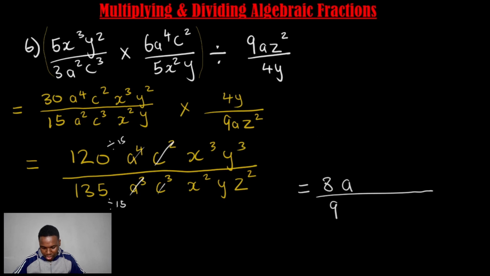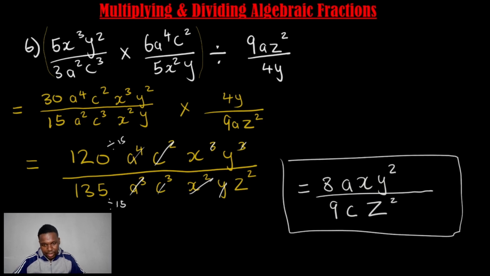We're going to cancel our c squared and our c cubed. So when we cancel those, we're left with a c in the denominator. We're going to cancel our x cubed and our x squared. When we cancel those, we're left with an x in the numerator. We're going to cancel our y cubed and our y. We're left with y squared in the numerator, and we write back our z squared because it will not cancel with anything. So our final answer is 8axy squared over 9cz squared.